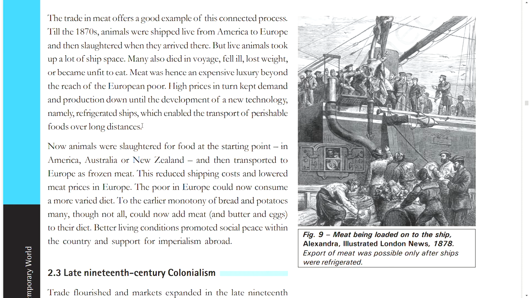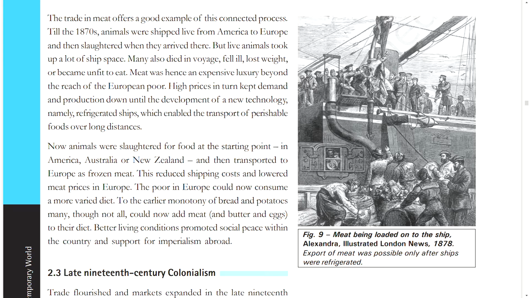The poor in Europe could now consume a more varied diet. To the earlier monotony of bread and potatoes, many, though not all, could now add meat and butter and eggs to their diet. Better living conditions promoted social peace within the country and support for imperialism abroad.